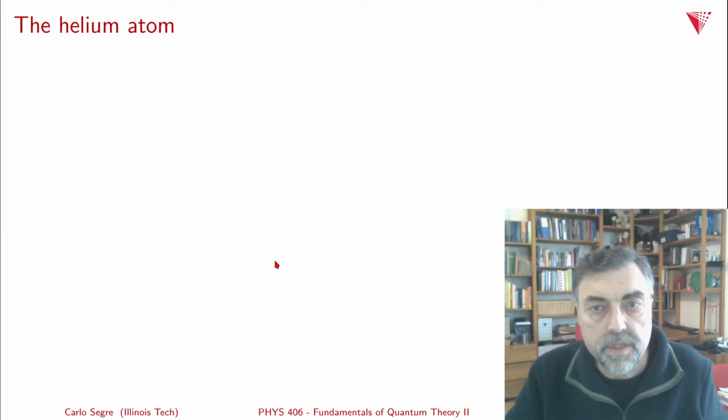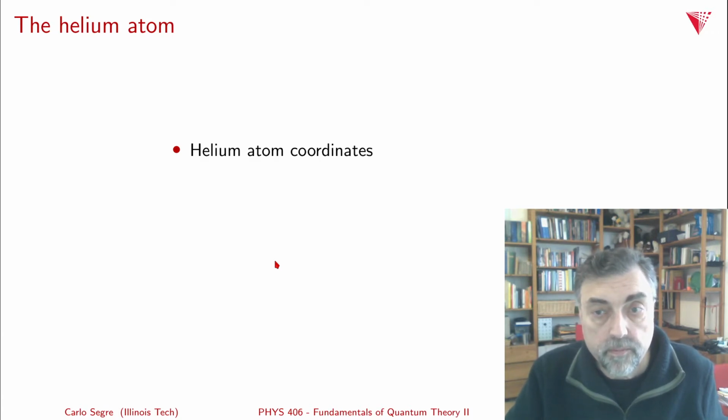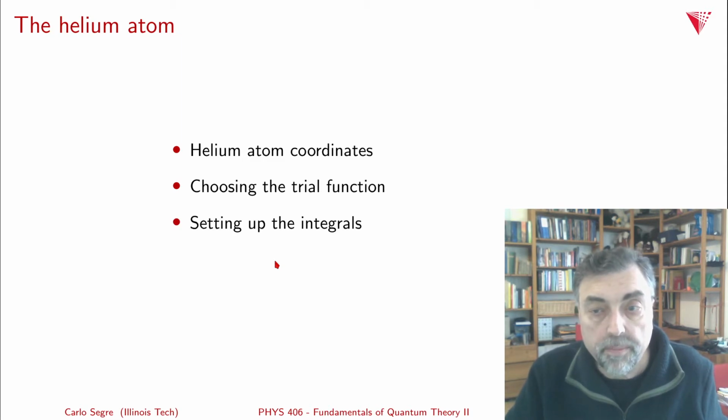The helium atom is an excellent example of using the variational method to calculate the ground state energy, or an upper bound of the ground state energy. We'll start by defining the helium atom coordinates. Then we'll choose the trial function. We'll set up the integrals, and then we'll actually do the integrals and calculate the final energy.